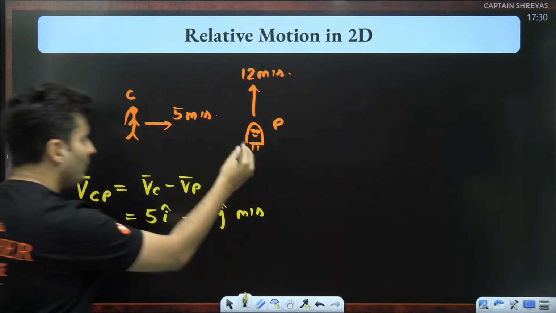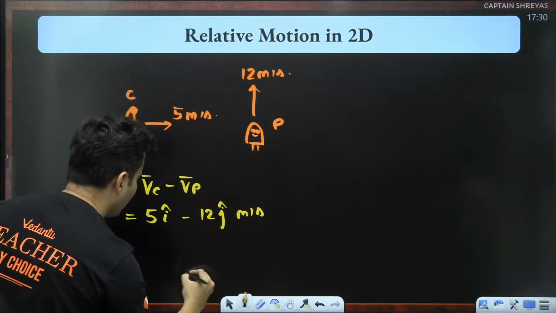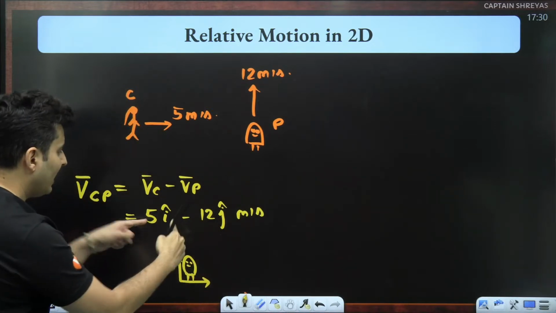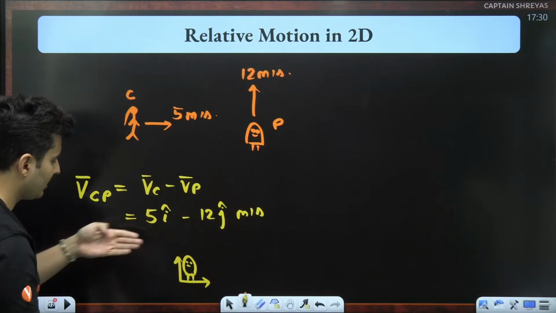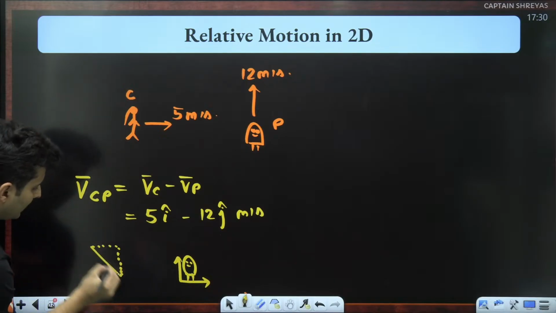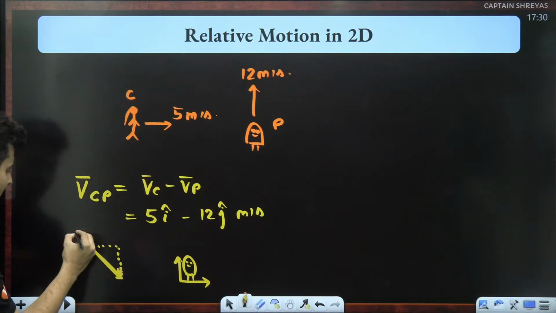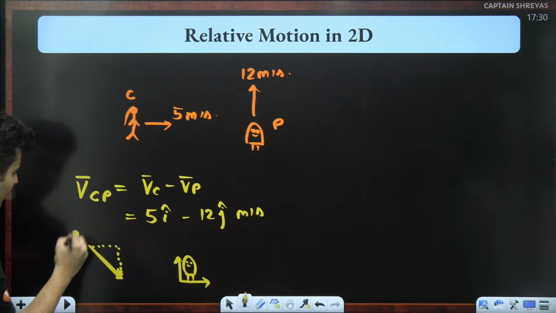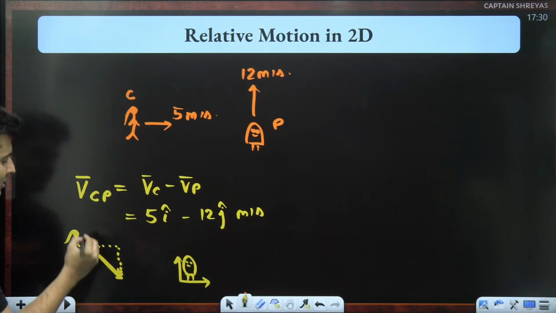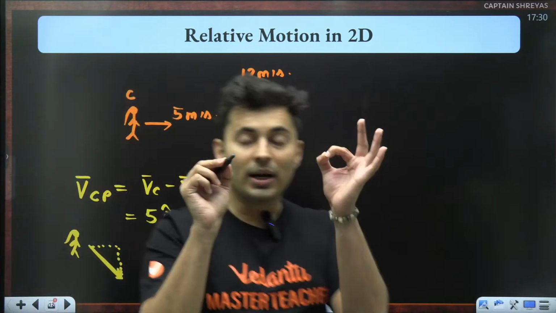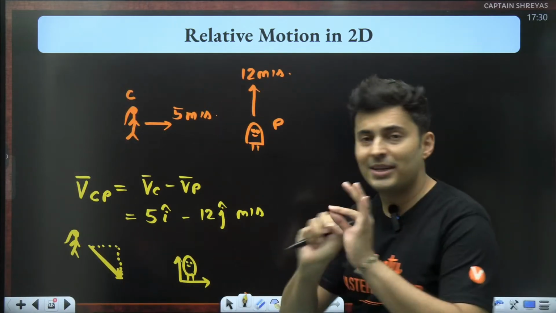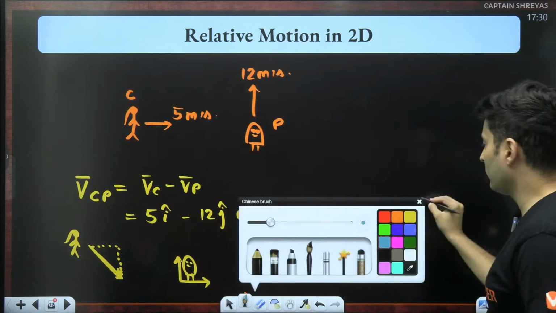What does it mean? If Pandu is made the observer, the frame of reference, 5 i cap is right, minus 12 j cap is down. So 5 i cap minus 12 j cap, that means it will be like this. So for him, Champa will be going in this direction. That is what Pandu will see Champa doing. You don't have to visualize anything. Automatically, these equations give you the answer. That is why I said rule of thumb.